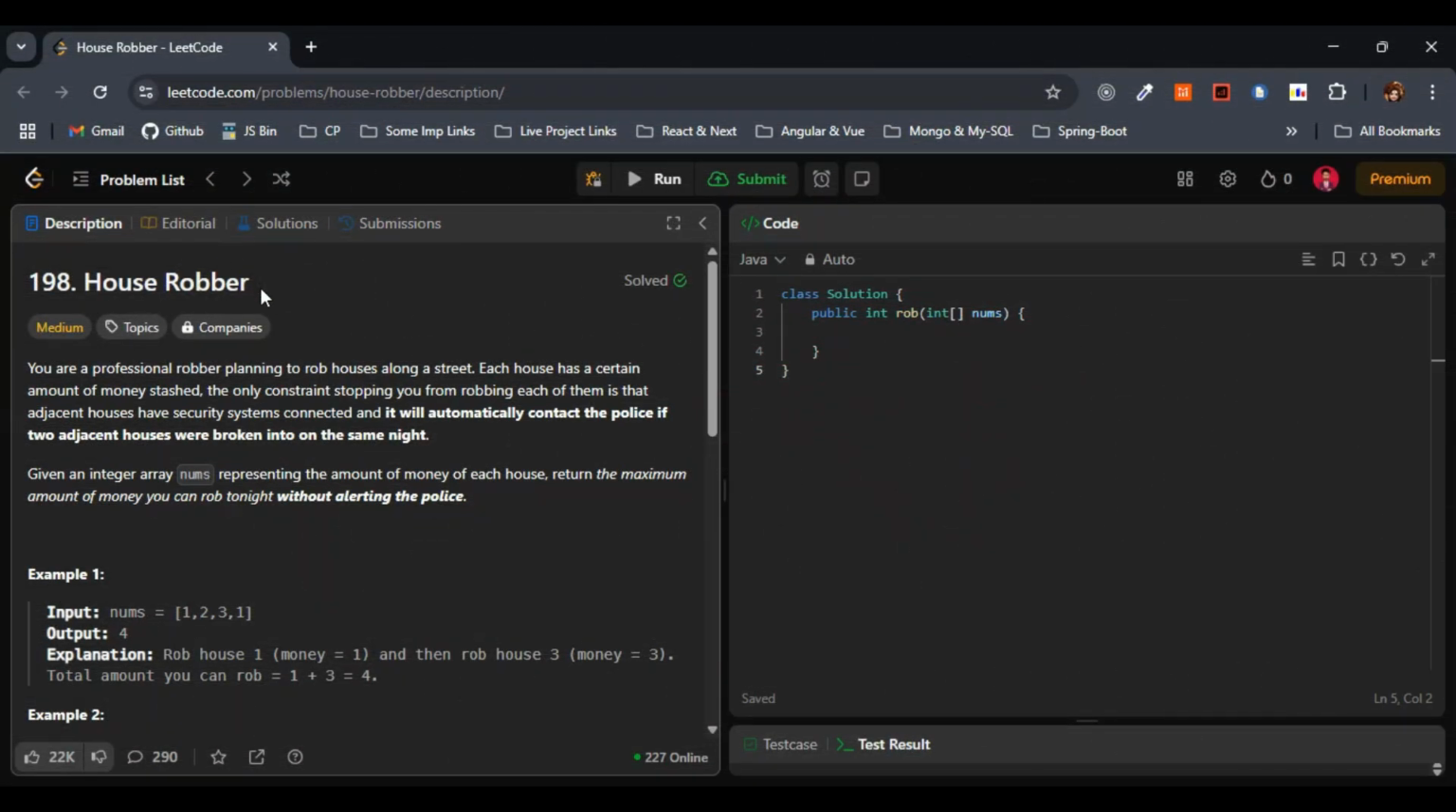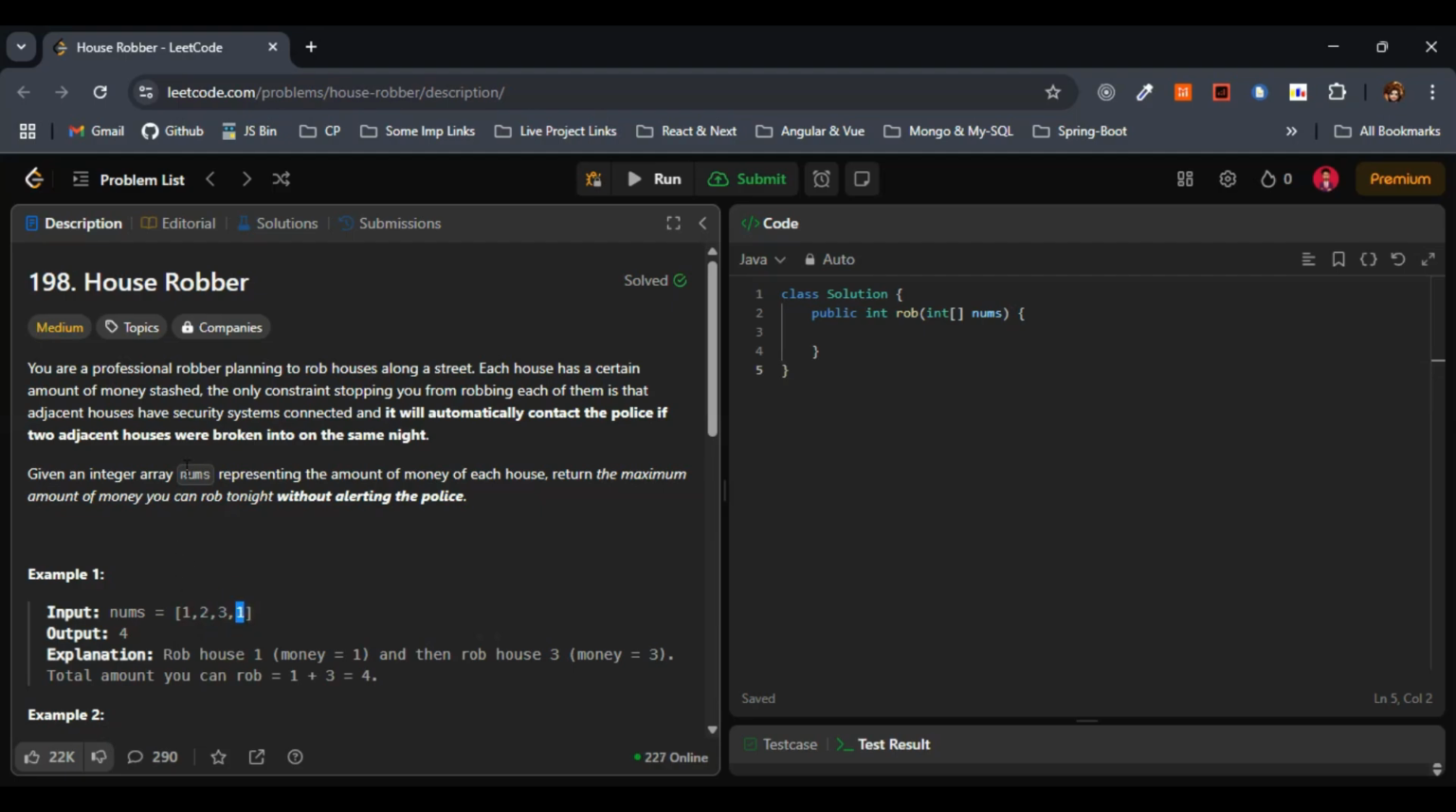Hello everyone, today let's solve problem number 198, House Robber. What the question states here is, we are given an array nums, and nums[i] represents the amount of money in the ith house, meaning this is present at the 0th index, first index, second index, third index.